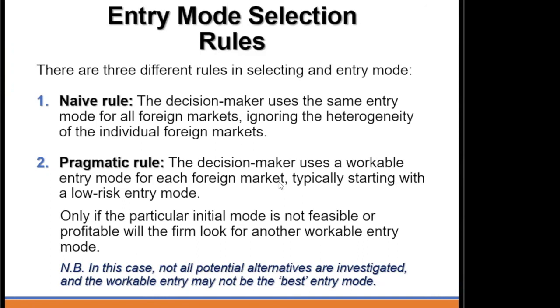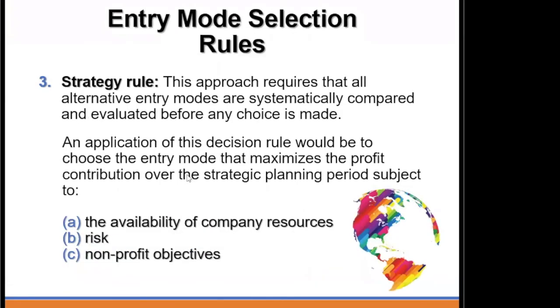And then they themselves realized it was not working, so they quickly backtracked, right? So in this case, we are noting that not all the potential alternatives will be investigated, right? So they'll first start with the workable entry mode, which, as we have observed from the KFC example, may not be the best. But because it's a pragmatic rule that they are using, the moment they observe that things are not going well, they can quickly just backtrack and then change things around until they are able to find the best mode that fits that market, and they will stick to it. Now, beyond these 2, there's a third and final rule called the strategy rule.